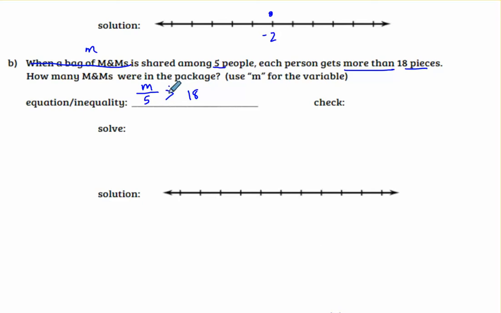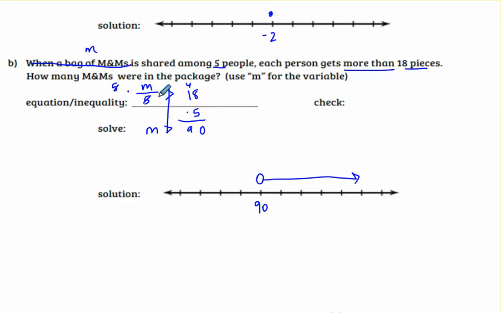Now we solve it. So we draw our river. In order to get rid of division by 5, we multiply by 5 because 5 on the top, 5 on the bottom cancels out. I multiply by 5 over here and I get 90, and that's M. So we have M is greater than 90. I can put my dot here. I'm going to have an open dot because it's not greater than or equal to, and it goes this away.